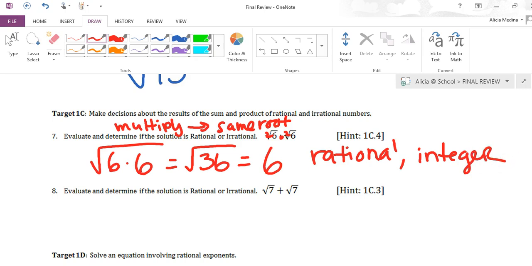Alright, a little bit different on number 8 because it says to determine if the solution is rational or irrational, but now we are adding. So when adding, we have to have the same root and the same radical. So when adding, or you can even think subtracting, you need to have same radical.